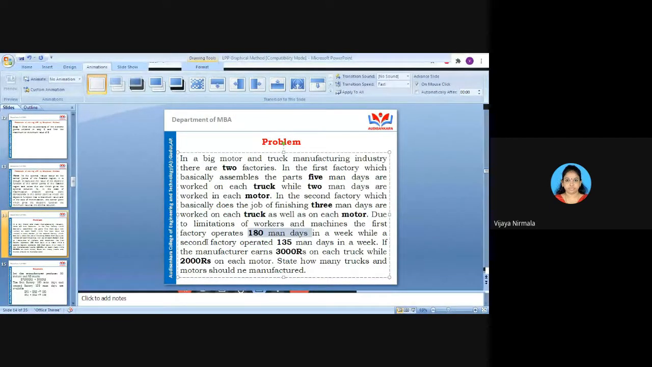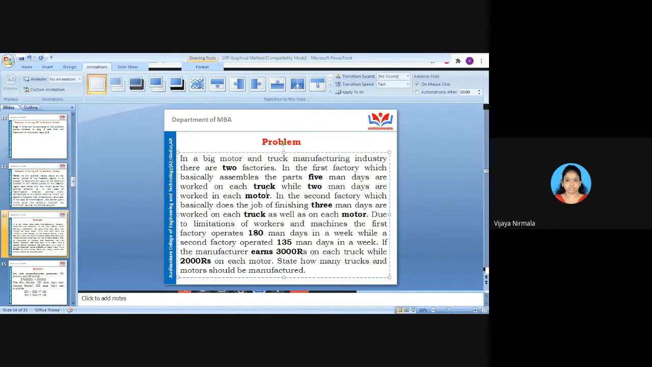So there are some limitations of workers as well as machines. The first factory operates 180 man days in a week, while the second factory operates 135 man days in a week. So this is about the problem. If the manufacturer earns 3,000 rupees on each truck and 2,000 rupees on each motor, state how many trucks and motors should be manufactured. So this is the problem.